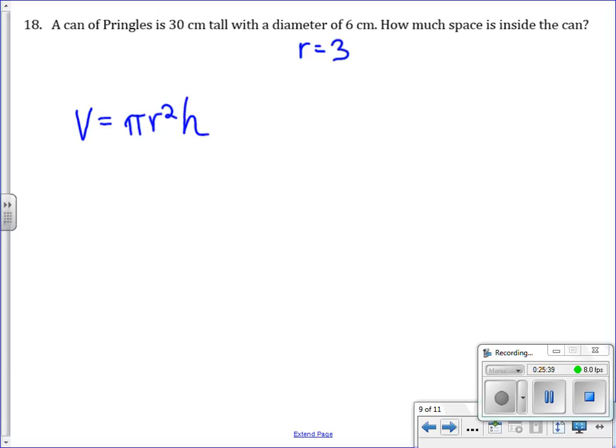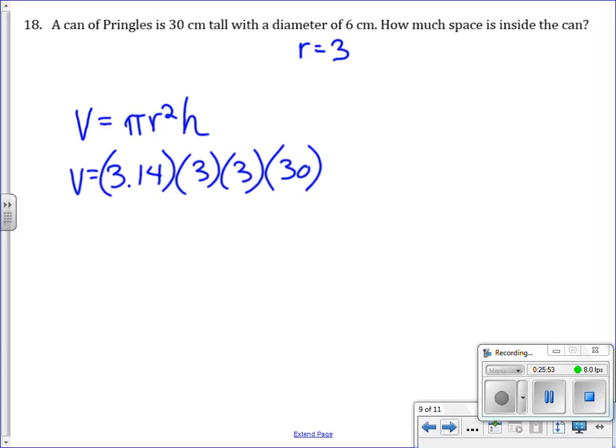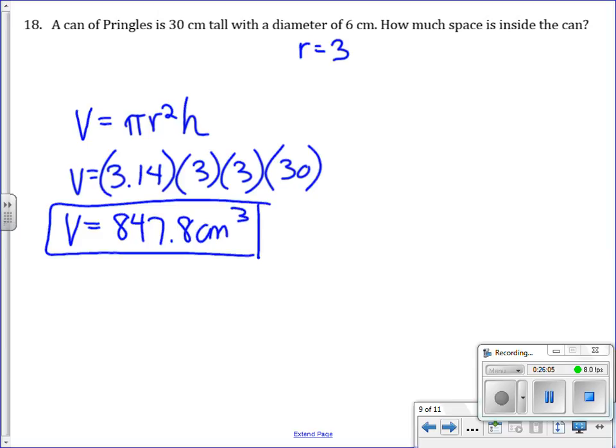So volume is equal to 3.14 times the radius we just said is 3 times 3 again. Remember, best to write it out like this instead of writing 3 squared. And the height is 30. Because now that I have it written like this, all I got to do is type all that in the calculator. And when I type all that in the calculator, I wind up with 847.8 centimeters cubed. Because again, volume. So don't forget, volume is going to be cubed.